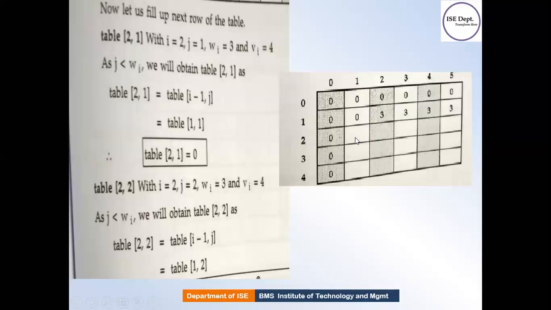Okay. Now go for the next one, table of 2 comma 2, where i is equal to 2, j is equal to 2, wi is equal to 3. Correct? wi is equal to 3, vi is equal to 4. We know j is less than wi, so you will get table of 1 comma 2. What is the value of 1 comma 2? It is 3. Clear? So you should write 3 here.